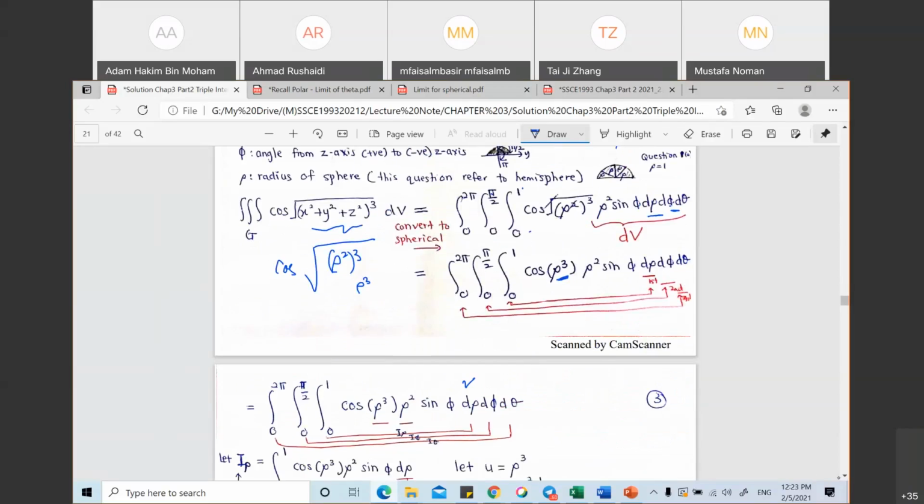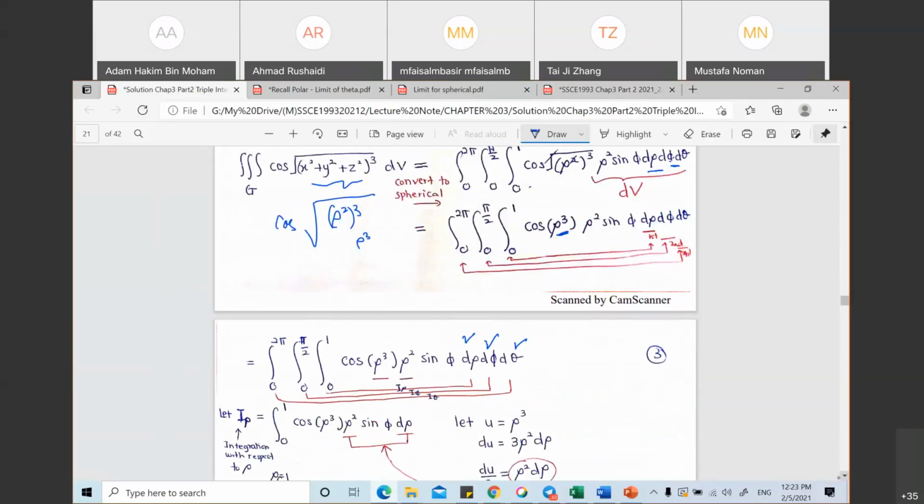First you integrate with respect to rho. Then that answer you integrate with respect to phi. And that answer you integrate with respect to theta. Understand? Understand or not?